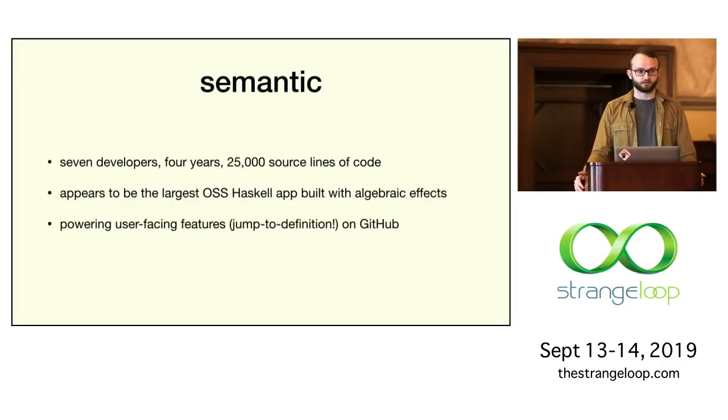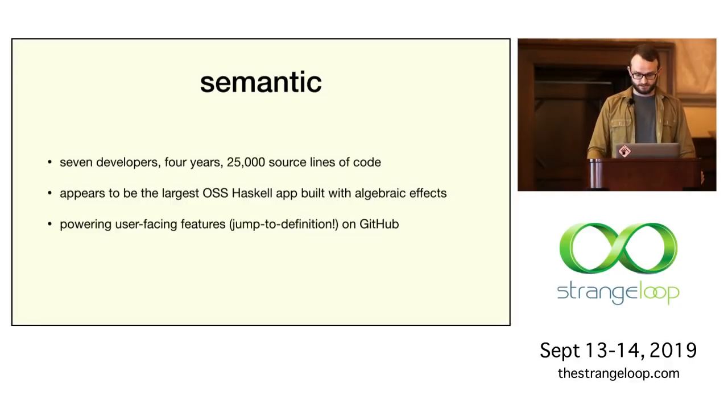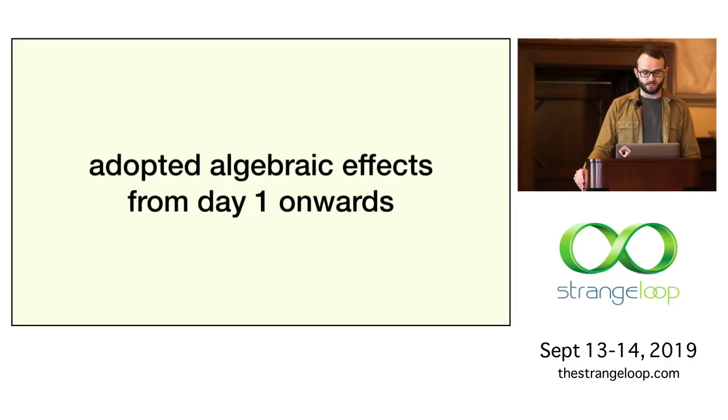Production traffic on github.com flows through Semantic. It specifically powers the jump to definition and find all references features that are currently in beta, and that hopefully, if you use GitHub, you've gotten a chance to use and play with. And it's been a really good fit for us. We adopted it from day one.